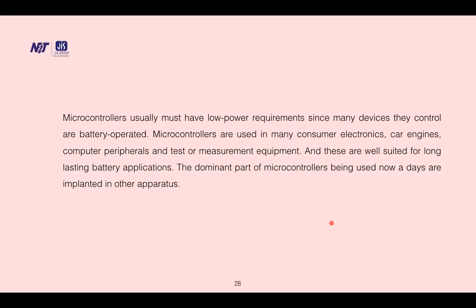Microcontrollers usually must have low power requirements since many devices they control are battery operated. Microcontrollers are used in many consumer electronics, car engines, computer peripherals, and test or measurement equipment. These are well suited for long-lasting battery applications. The dominant part of microcontrollers being used nowadays are embedded in other apparatus also.